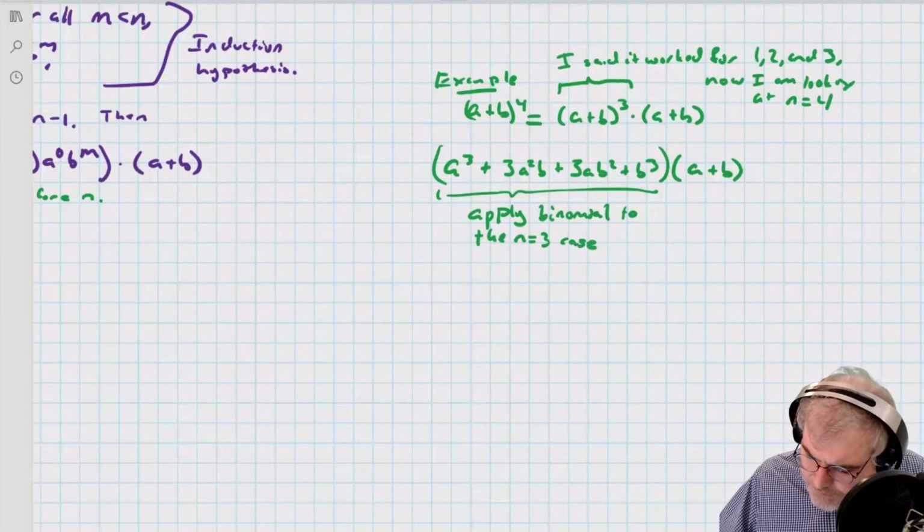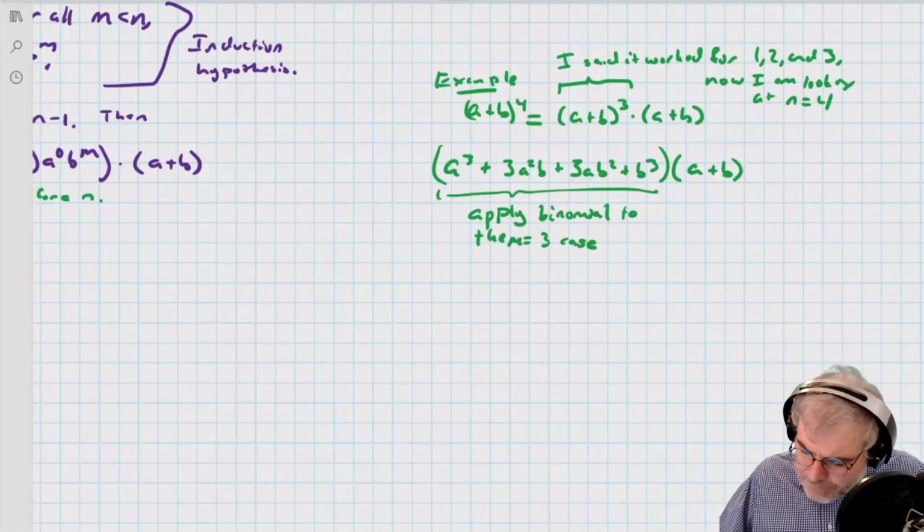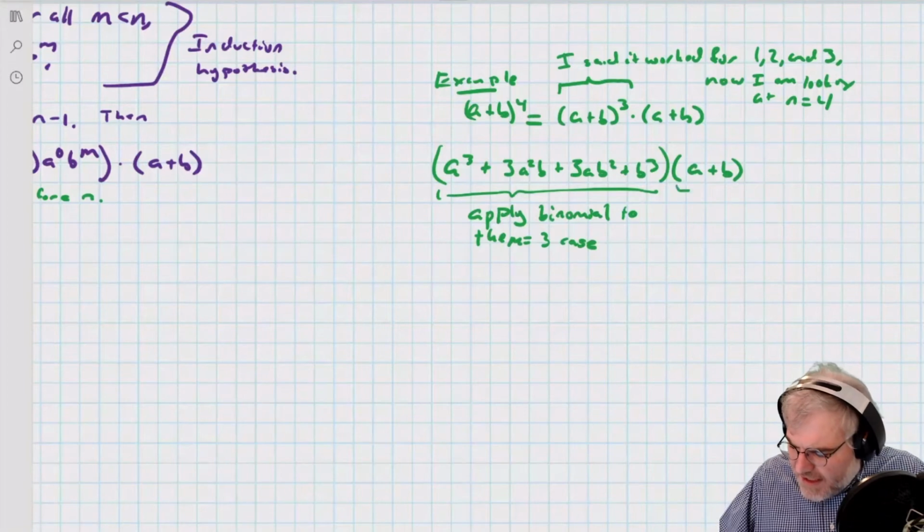Okay, to the kth case. Should be m equals 3 case. And now what I have is this thing just hanging out.